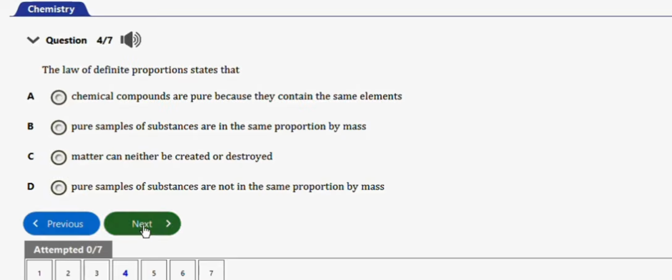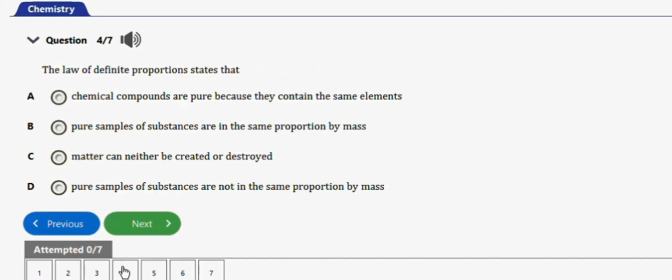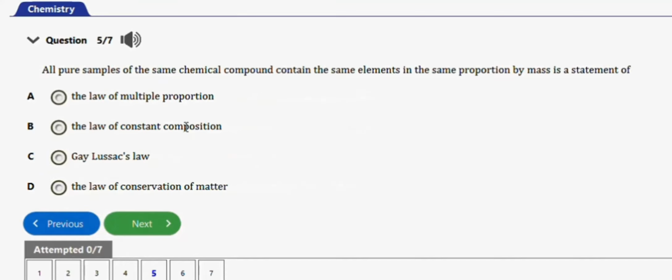Next question will be this one. It says all pure samples of the same chemical compound contain the same elements in the same proportion by mass is a statement of the law of multiple proportion or the law of constant composition, Gay-Lussac's law, the law of conservation of matter. So the right answer to this question is option B, the law of constant composition. Alright, so that's it for this question.